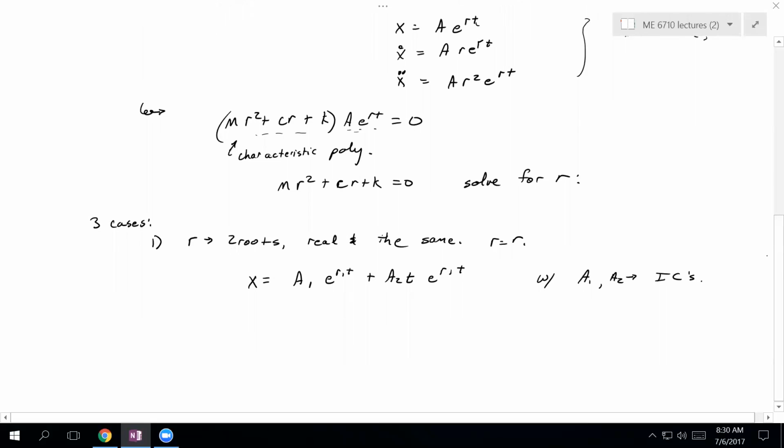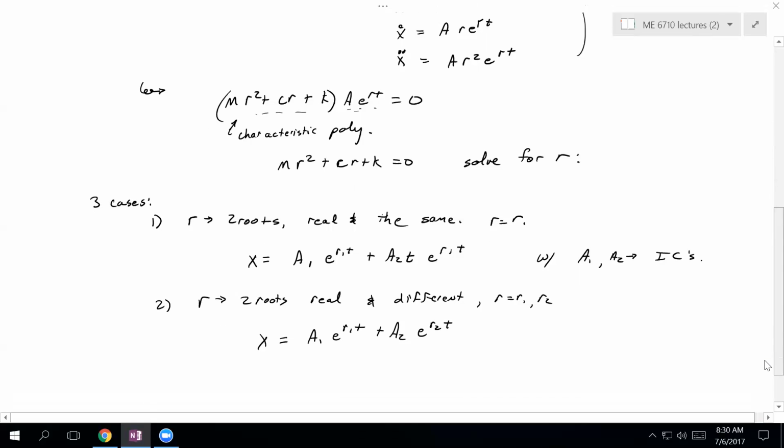The second case is, again, 2 roots, both real, and not equal, and different. Or not the same. I guess the same would be a special case. So r is r1 and r2. So in this case, x is a1 e to the r1t plus a2 e to the r2t. And again, a1 and a2 come from initial conditions.